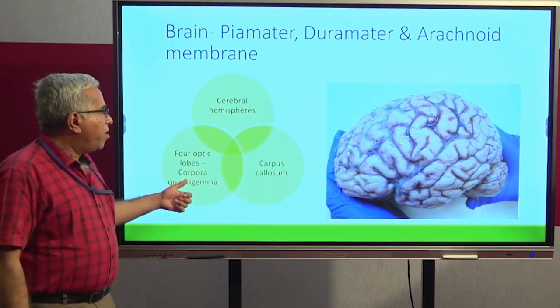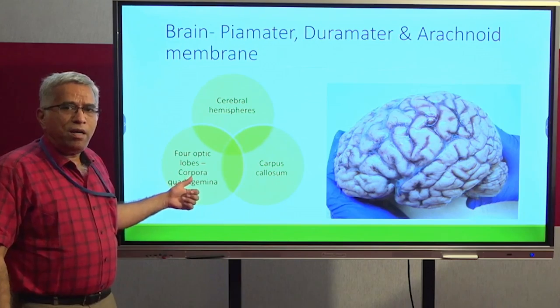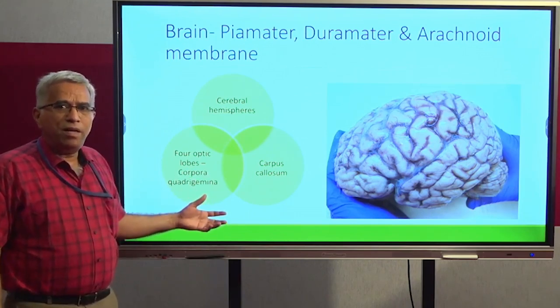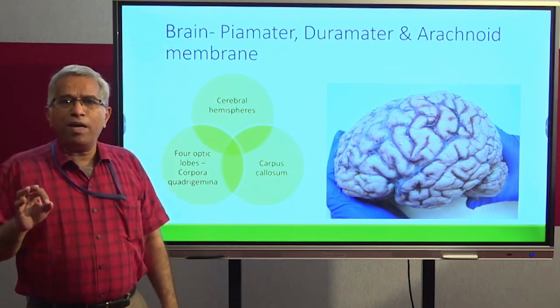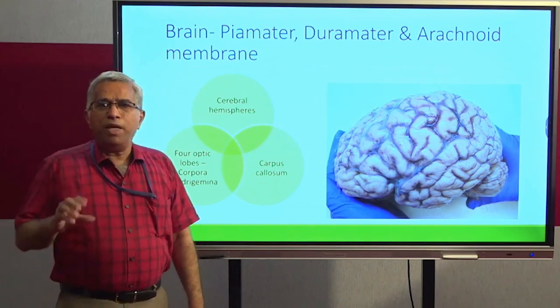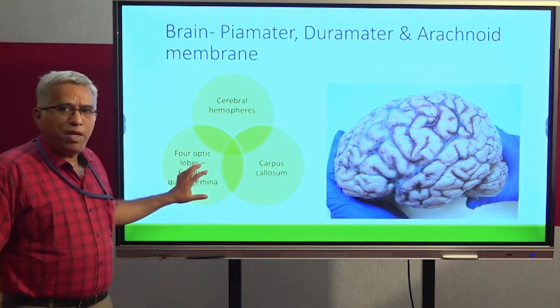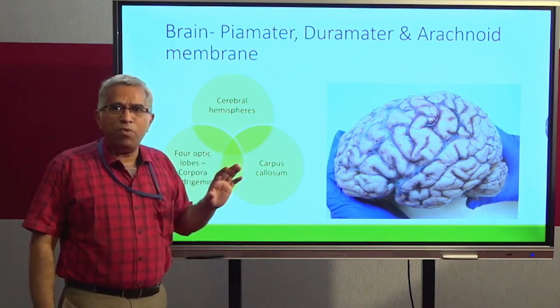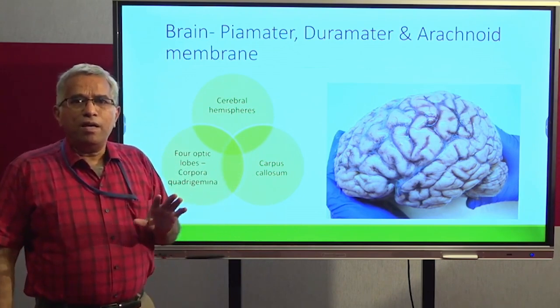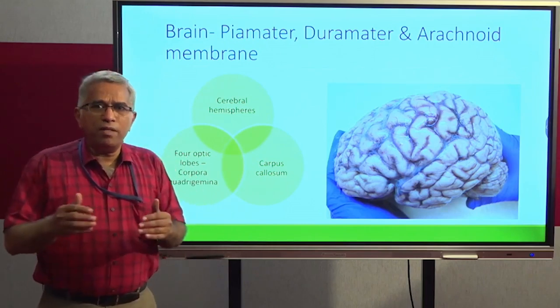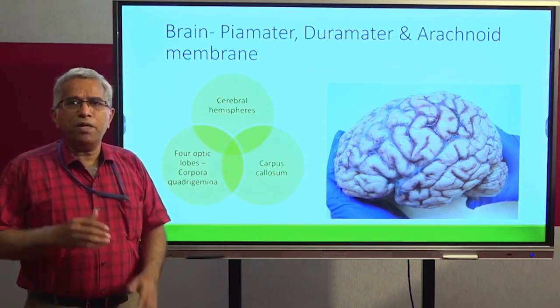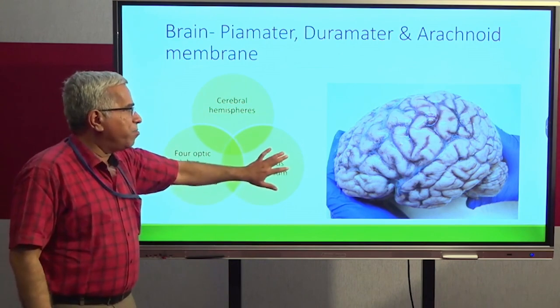And one more thing, optic lobes will be there. Other animals will have only two optic lobes, whereas human beings and mammals will have four optic lobes. This condition is called corpora quadrigemina. Quadri means four, gemina. So corpora quadrigemina is nothing but the presence of four optic lobes, and this is the most important quality of mammals, exclusive quality of mammals. You don't find this corpora quadrigemina condition in any other group of animals other than mammals.